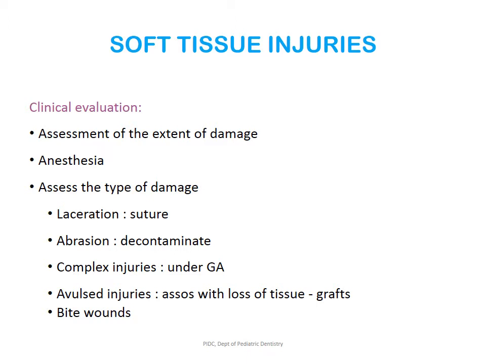In laceration type, we generally suture. Abrasion, we need to decontaminate the wound. Complex injuries need to be treated under general anesthesia. Any avulsed injuries which are associated with loss of tissue need to be replaced or grafts need to be placed. And we need to check for any bite wounds. So the bite wounds would indicate child abuse.